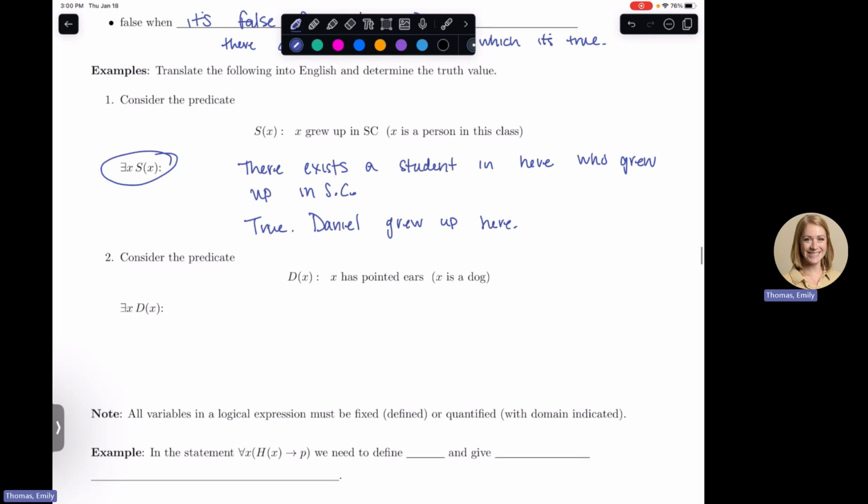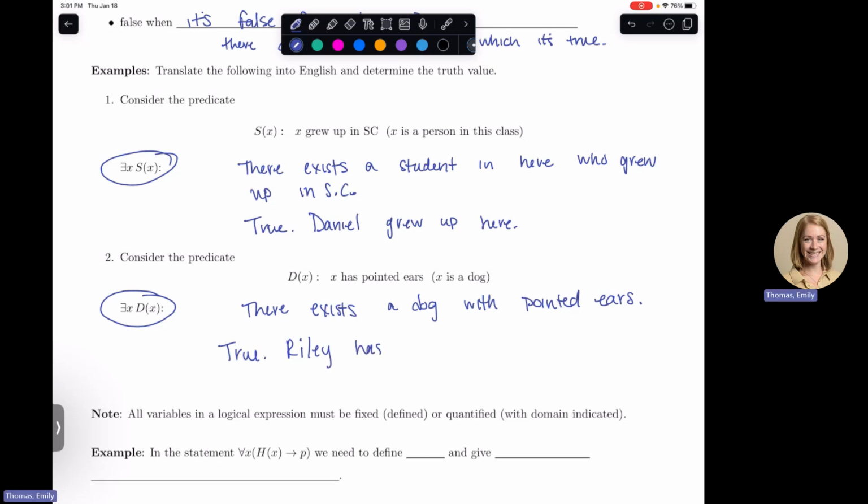Okay. Now we have the predicate again that X is a dog that has pointed ears. So what is this in words? That there exists a dog with pointed ears. Okay, so this is true. What's that dog's name?